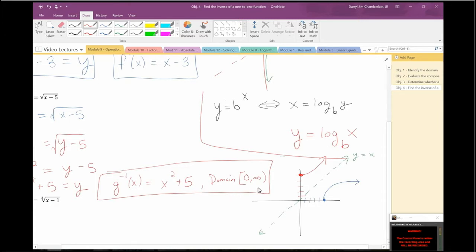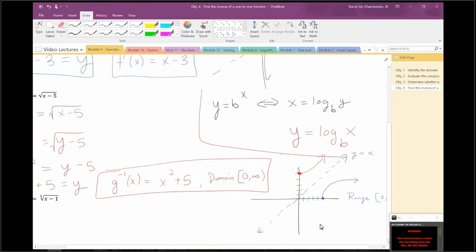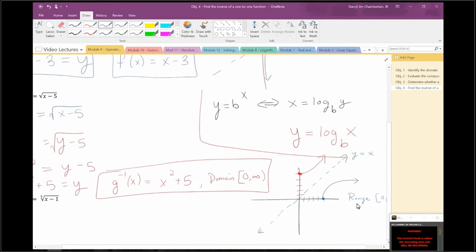So why domain 0 to infinity? Well, what's the range of this function? It's 0 to infinity. So when we take the inverse, when we switch the y's for x's, that's what determines the domain of the inverse.